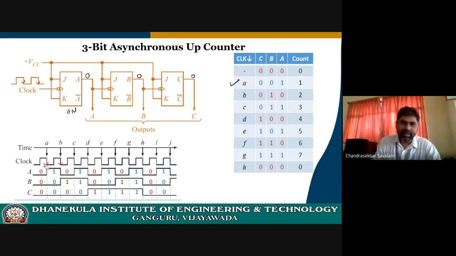Let us say A, B, each one is every clock. At the clock A timing, A must be on. The previous state is 0 here. So next state is 1 because toggling operation. J is equal to 1, K is equal to 1. Okay, students, do you understand this?